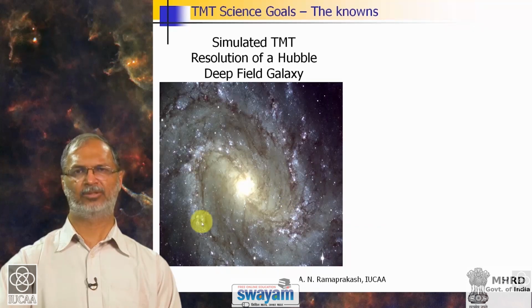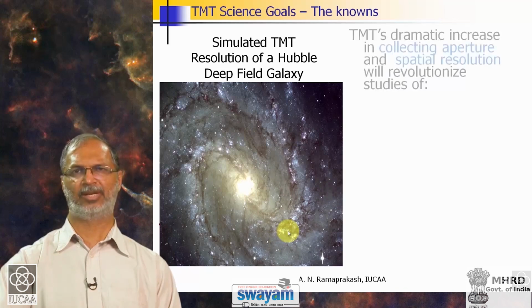What are the causes of these structures? What is going on in the middle? Is there a black hole up there? What are the star forming regions? Where are these bright arms? And how far away do they spread across the galaxy, and so on and so forth. All kinds of questions you can ask.